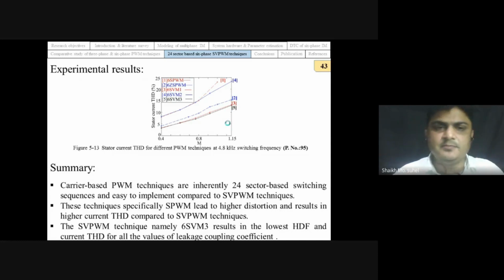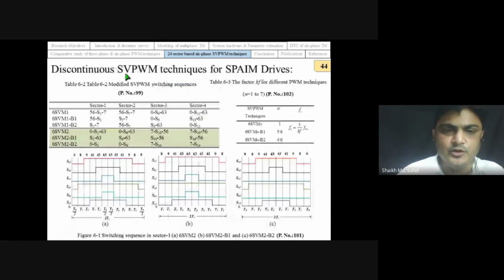Now let us discuss the discontinuous SVPWM technique. First of all, let me introduce the discontinuous SVPWM technique. It means that in the discontinuous SVPWM technique, we have removed one zero voltage vector. If we observe these two switching sequences, in this particular switching sequence we have not utilized one zero voltage vector, and here also we have not utilized the 63 voltage vector, which is also a zero voltage vector. Because of that, we have clamping of one phase or possibly clamping of two phases.